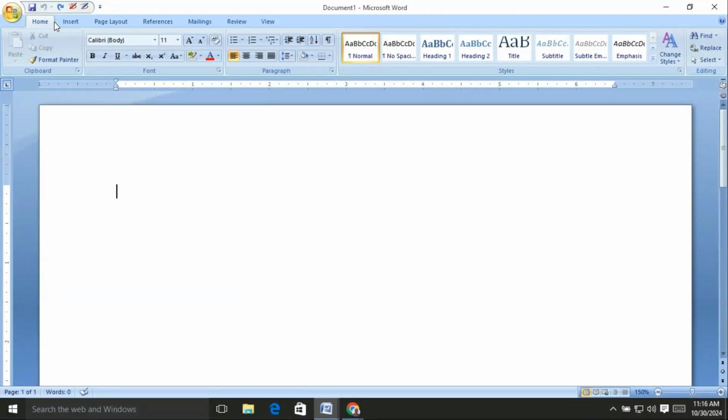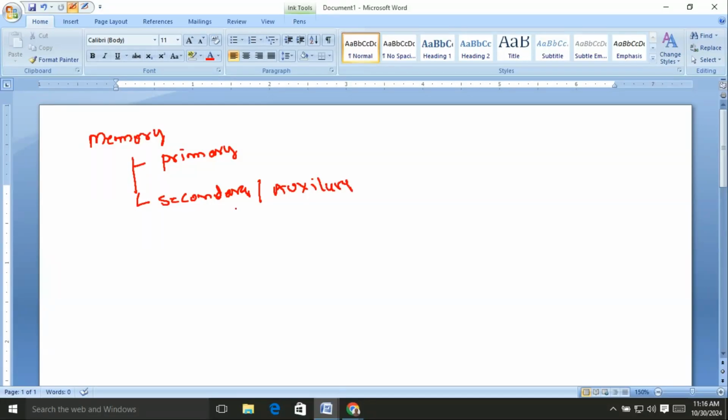In our previous class, we were discussing the primary memories in computer organization. We know that memories are divided into two categories: one is the primary memory and another is the secondary memory, or auxiliary memory. The primary memories are again divided into two parts: the random access memory and the read-only memory.